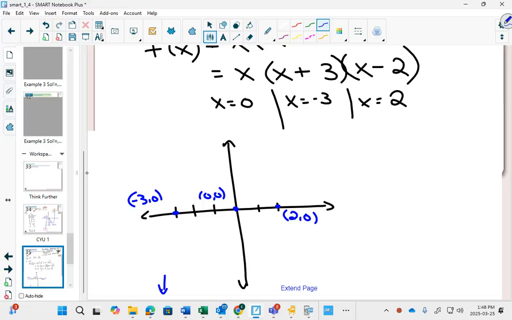Now all I do is draw, as best I can, a smooth curve through my x-intercepts. Perfect. As long as you make your x-intercept big enough, it goes through it. And that is a fairly accurate graph.